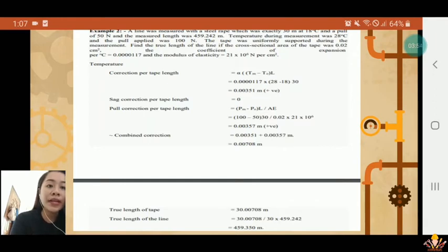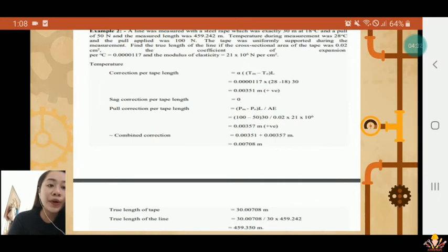The pull correction per tape length is equal to (P sub M minus P sub O), which is the pull, multiplied by the length and divided by AE. You have there 100 newtons subtracted by 50 newtons, multiplied by 30, divided by 0.02 times 21 times 10 raised to 6. So you have 0.00357 meter.